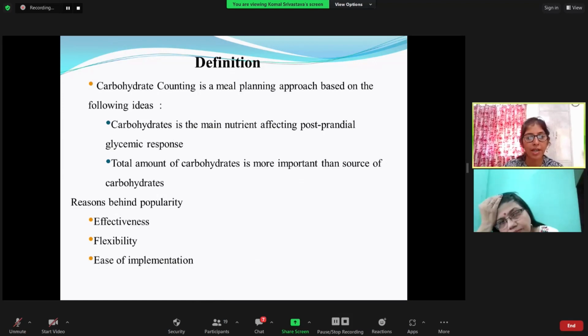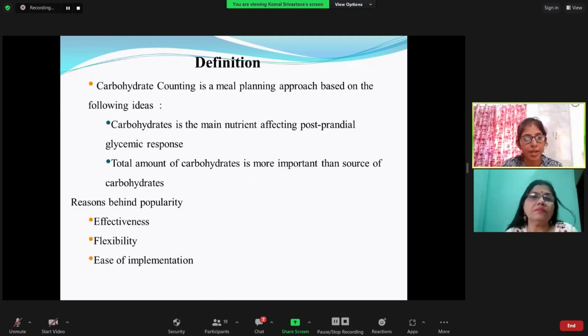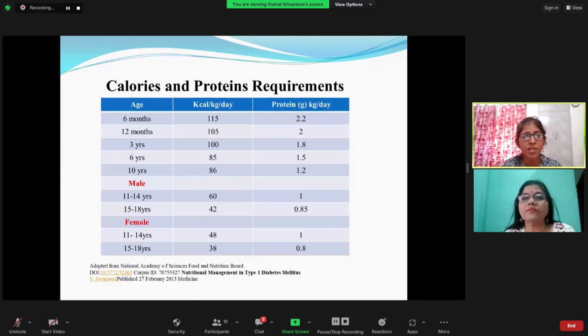Reasons behind popularity: it is effective, it is flexible, and it is easy to implement. Once you teach the parents, or the child who is an adult, the child or the parent becomes very confident, and it becomes easier for them to have a normal balanced diet that is actually cooked at home. So it is nothing like the parents having to cook food separately because the child has been diagnosed with type 1 diabetes mellitus.